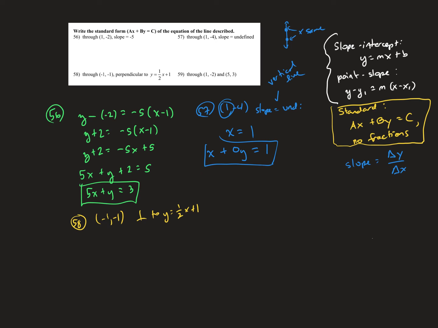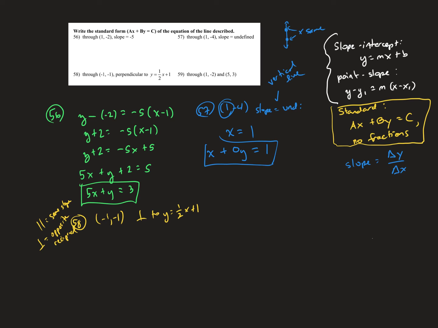Now perpendicular and parallel. Parallel, which has this symbol, means same slope. So you'd have to find the equation of this line, find the slope of this line, and then you use the same slope. Perpendicular, you change the sign and flip the fraction. And we call that an opposite reciprocal.